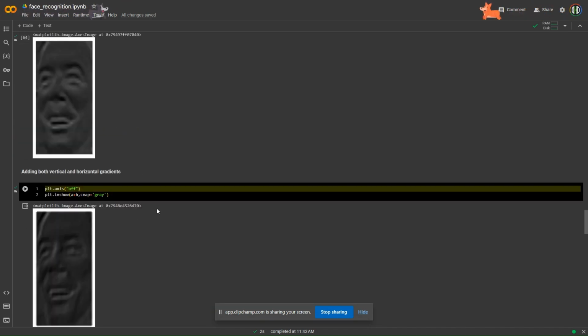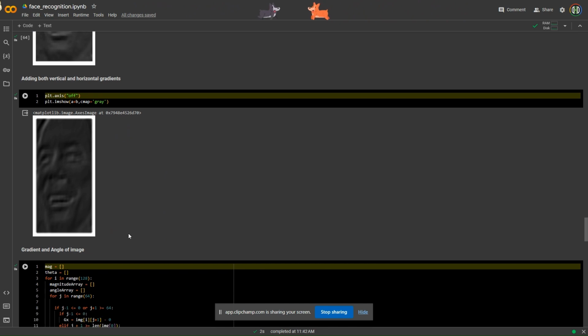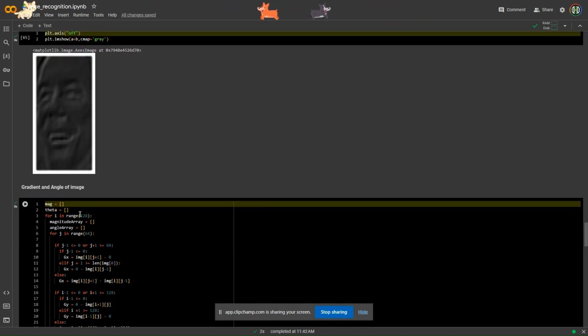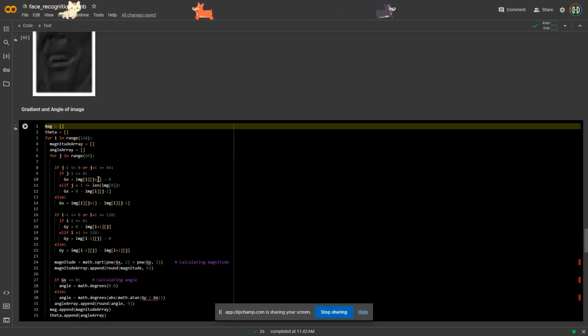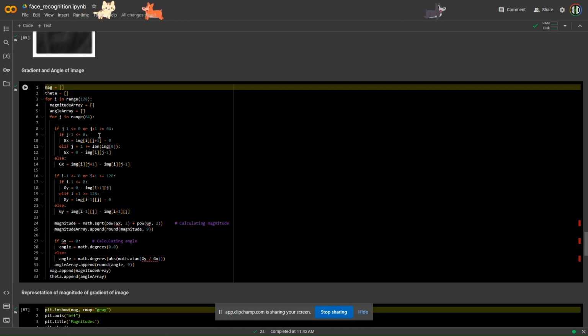And now we just add up both the vertical and horizontal gradients to look at how the output image looks. And now we write the actual HoG function. You can see this part is to calculate the magnitude of the gradient, and this part is for calculating the angle. Here we add the squares of gx and gy and take the square root. Here we take the tan inverse of gy by gx to calculate the angle for each pixel.